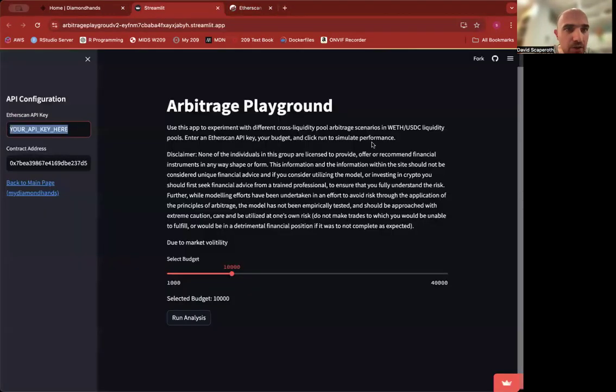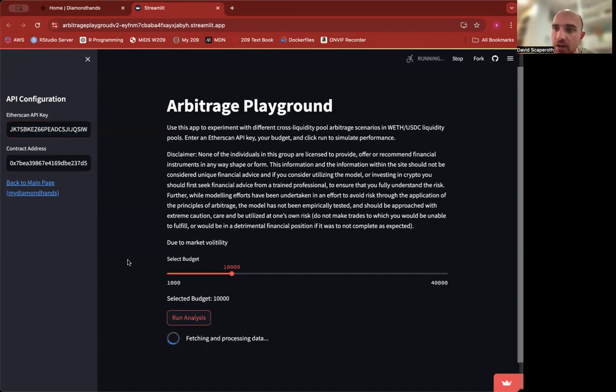Okay. So then once you get the API key, you can type it in there and you can run analysis. You can keep these defaults the same. You can move those around if you'd like, and we'll explain what's going on there in a second. But let me just run through this real quick.